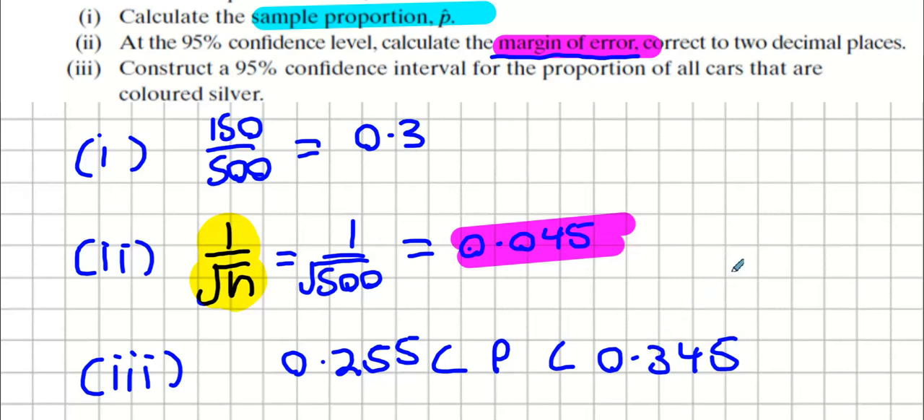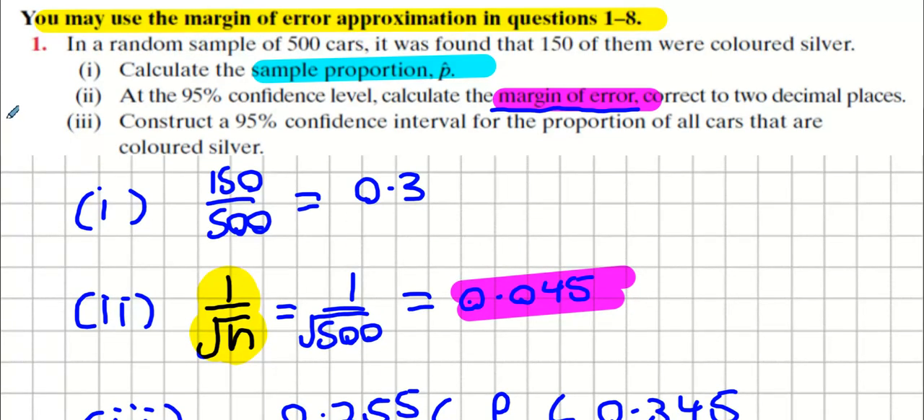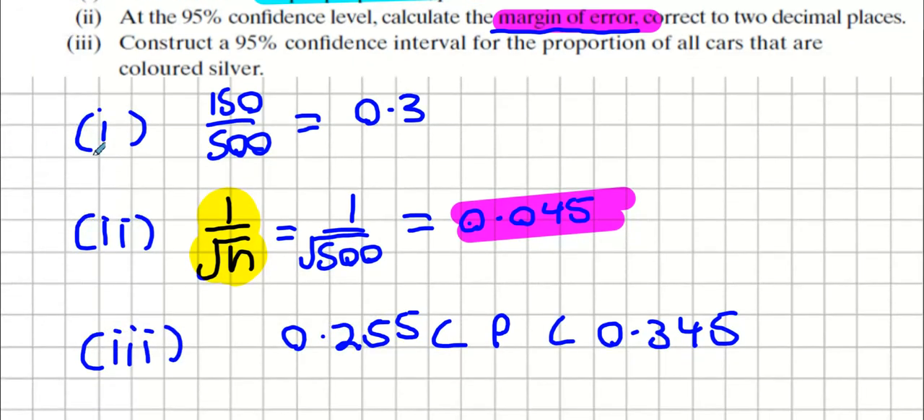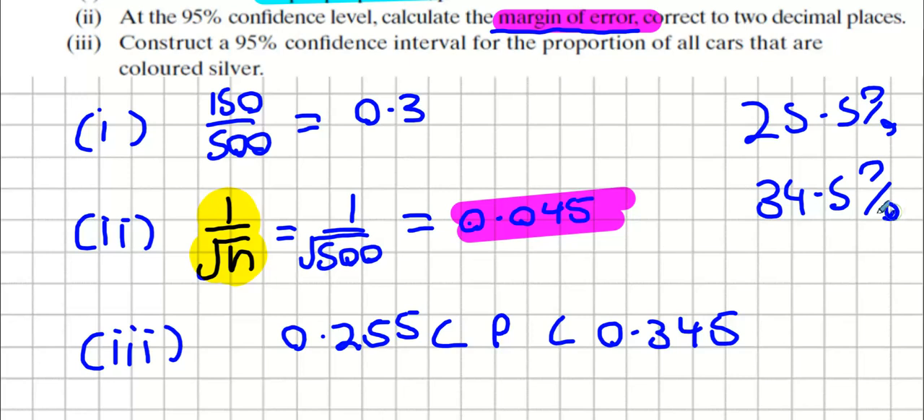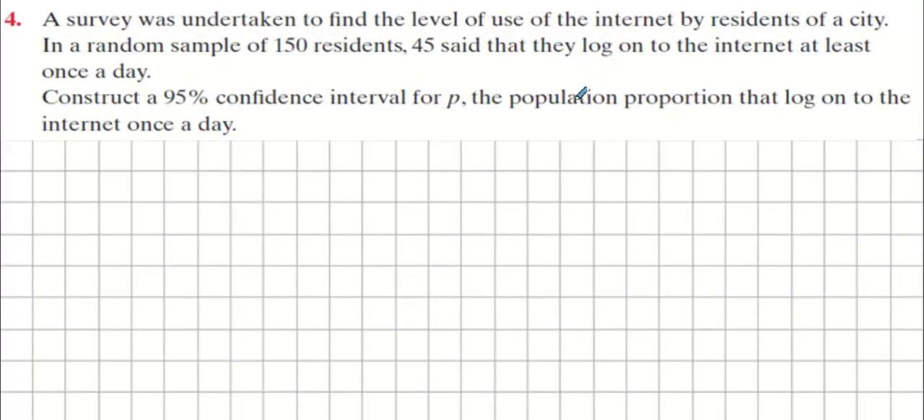Anytime I take a sample of 500 people, anytime I take a sample of 500 cars, somewhere between 25.5% and 34.5% of the cars will be silver, 95% of the time. 95% of my samples will be between 25.5 and 34.5% silver. Is that okay? Now, what we have is a p-hat value of 45 in 150 residents. That's 0.3. Is everybody happy with 0.3?